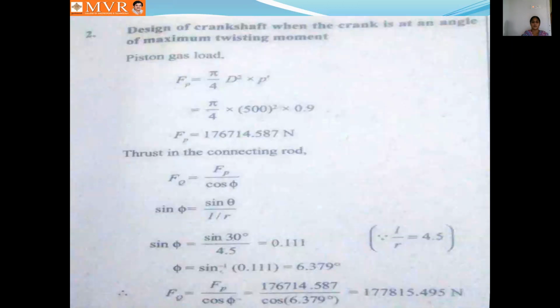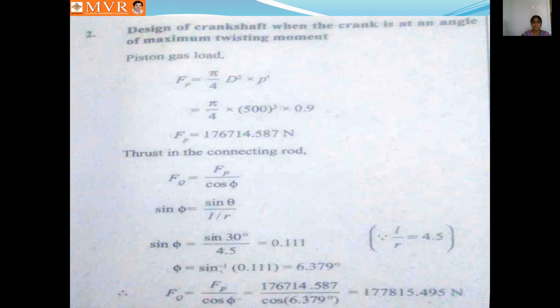Next, after finding out the first step procedure, you should find out the design of the crankshaft when the crank is at an angle of maximum twisting moment. Already we have discussed that maximum twisting moment is found only in the overhang crankshaft. Overhang crankshaft is where the load is at the side portion of the crankshaft. When the load is applied at the side, it is called the overhang of the crankshaft.